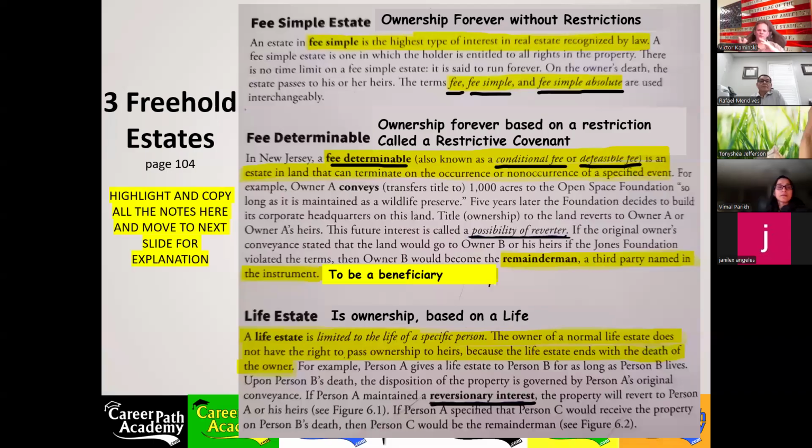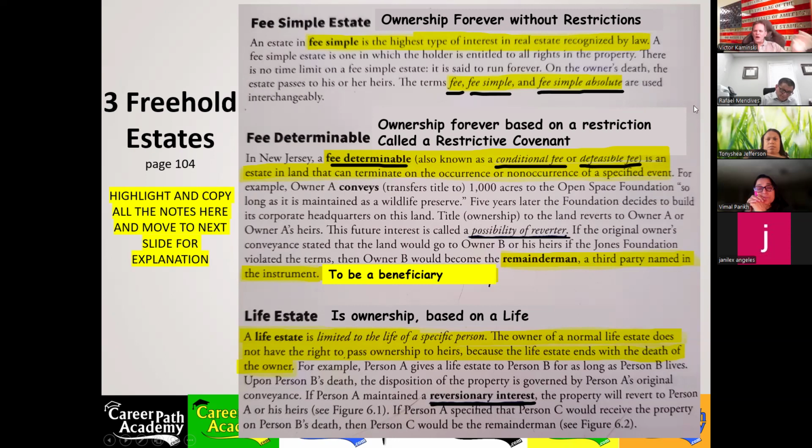Okay, so as you are doing these highlights and taking these notes, I'll start reading from this slide instead of waiting. The next slide. So fee simple estate is ownership forever without restrictions. Fee simple is the highest type of interest in real estate that's recognized by law. It goes by three names, actually: fee, fee simple, or fee simple absolute.